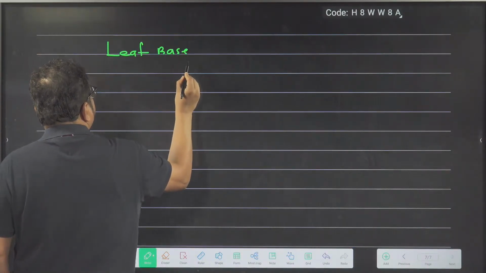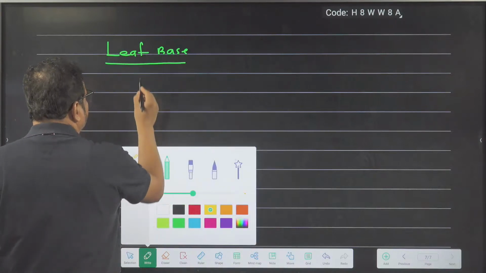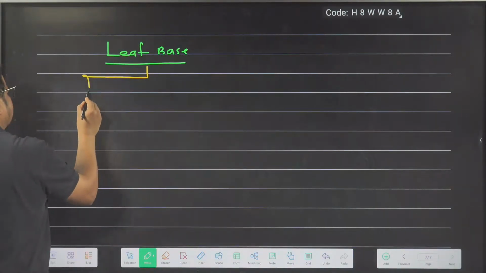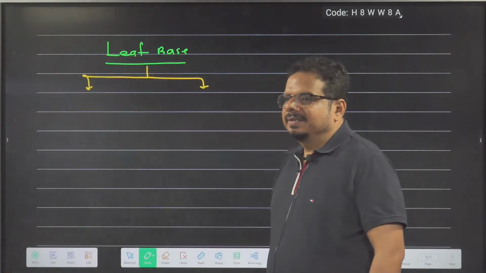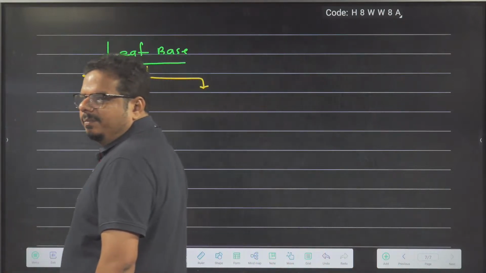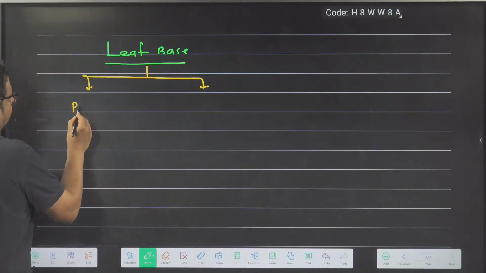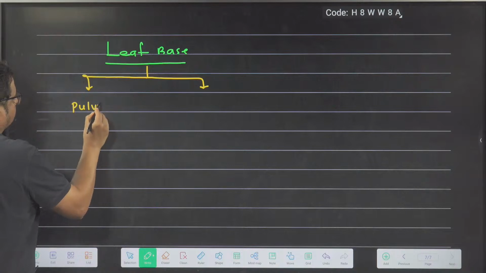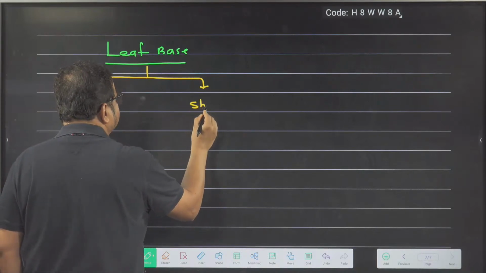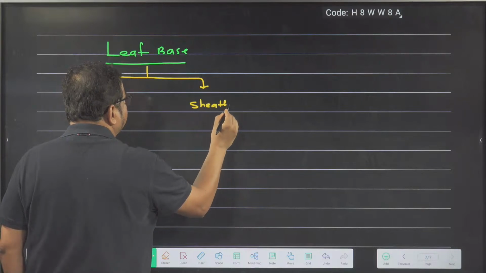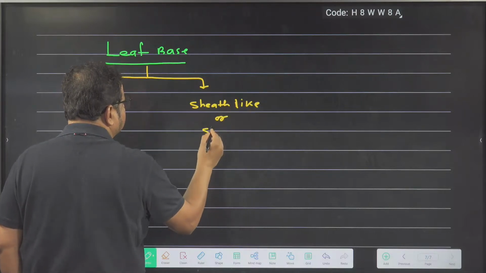Leaf base we are going to discuss. Give your attention. If you talk about leaf base, NCERT wrote that there are two types of leaf base. Got the idea? One is called pulvinous leaf base, and another is called sheathing leaf base, or sheath-like leaf base. Sheath-like, or we also call it which one? Sheathing leaf base.